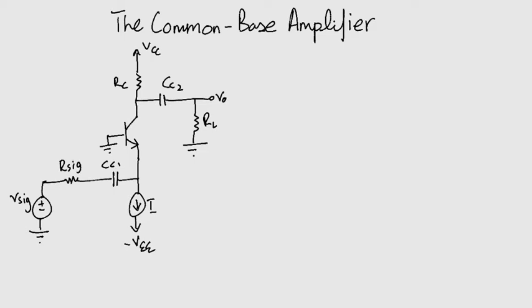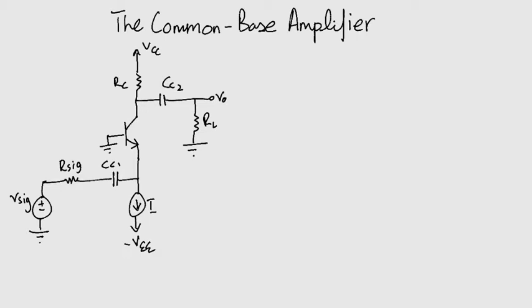Now let's look at the common base amplifier configuration. The input is applied to the emitter and the output is taken at the collector. The base, which is grounded, forms the common terminal between the input and output ports, hence the name common base. So which model do we use to analyze this circuit?